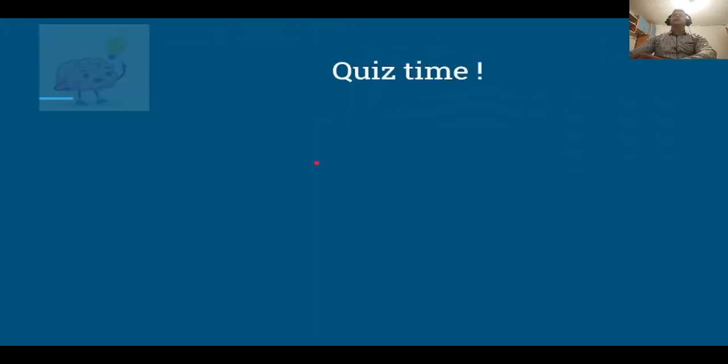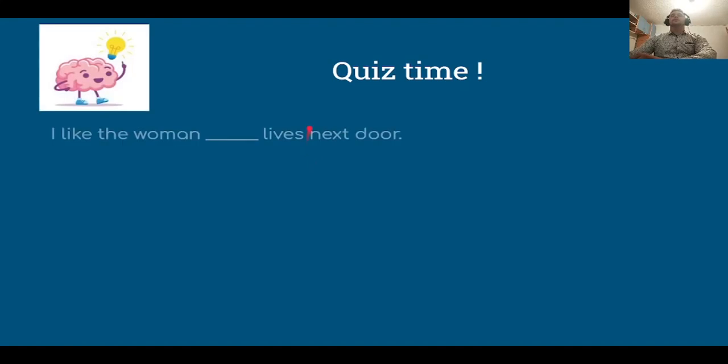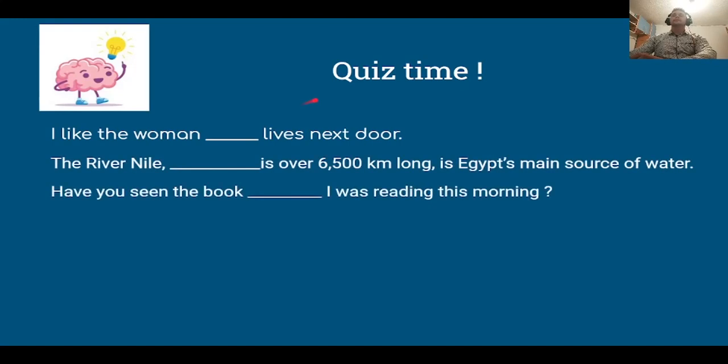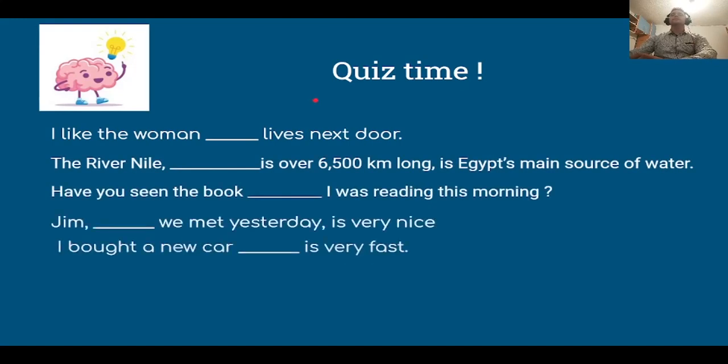Now it's time for a quiz. We're going to have a filling in the gaps exercise with several sentences, and you'll receive points for each correct answer. Take notes. So, think briefly about these sentences, pause the video, and when you want to check your answers, continue with the video. So, let's take a look.